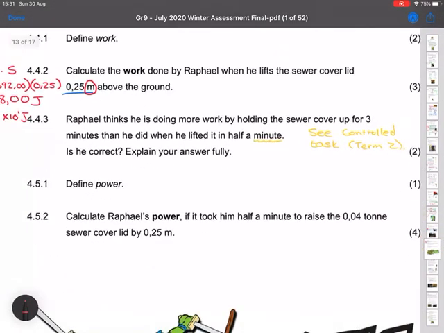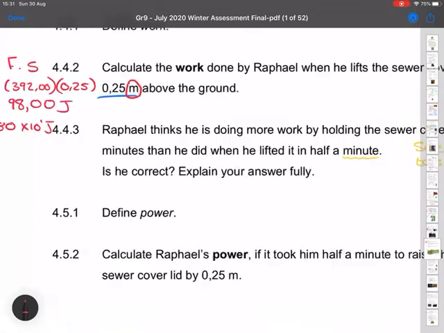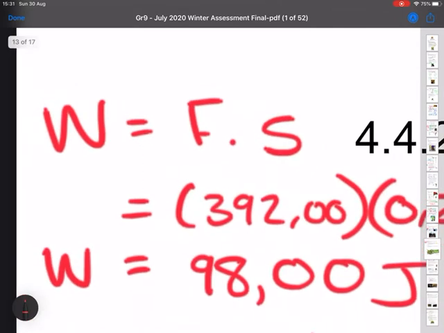Raphael thinks he's going to do more work by holding the sewer cover up for 3 minutes. He thinks he does more work when he holds the sewer cover up for 3 minutes rather than half a minute. Is he correct? No. What is the formula for work? There you go. Work is force times distance.